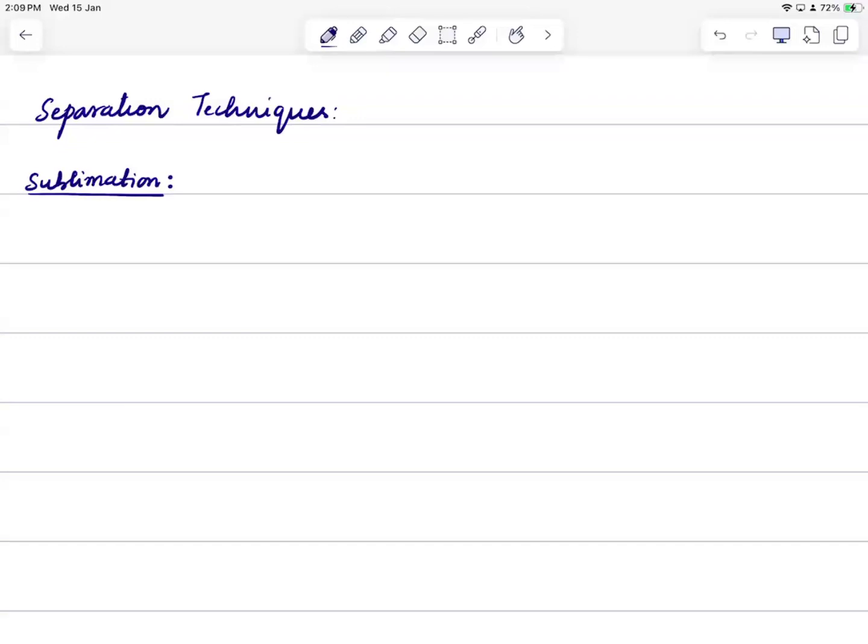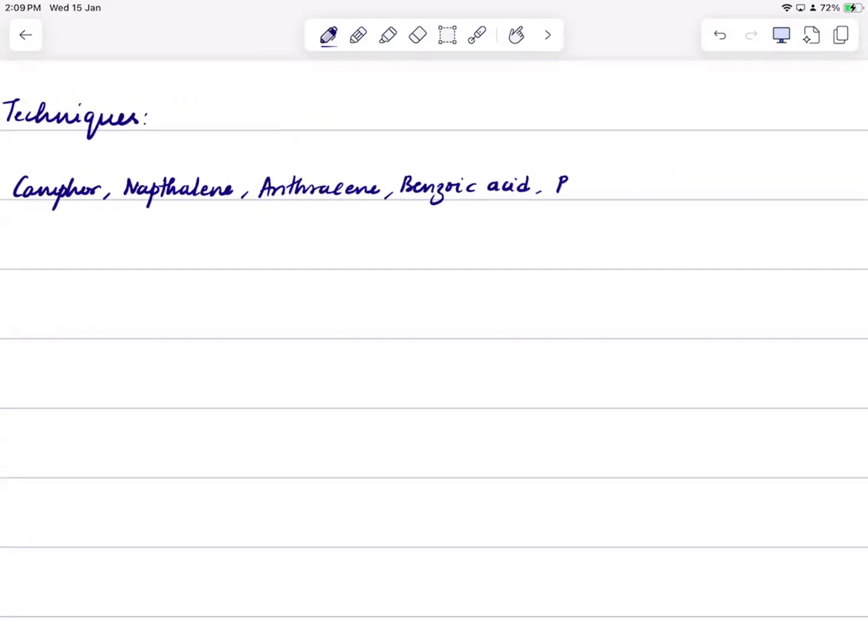So purification of compounds like camphor, naphthalene, anthracene, benzoic acid. Benzoic acid is like a white colored powder which can be sublimated.